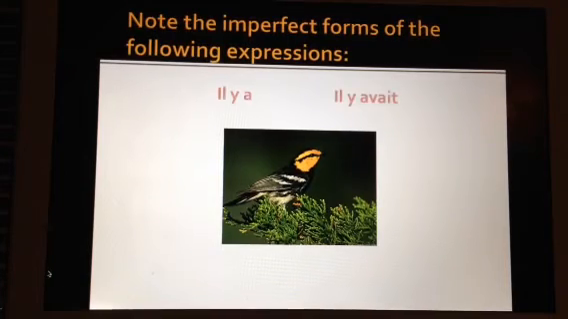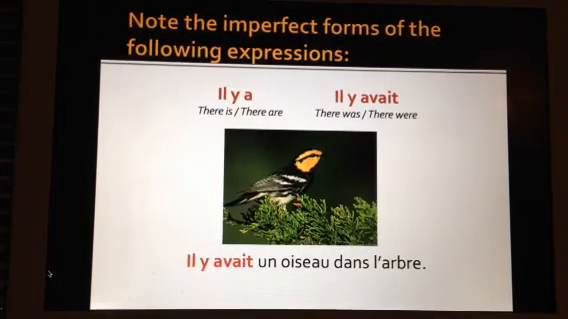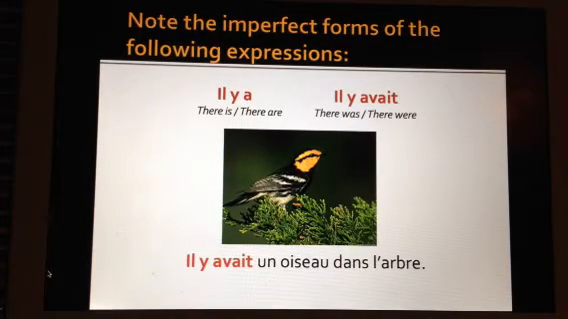Il y a is the phrase there is, there are. So the past there was or there were, very important in your storytelling and talking about describing in the past, is il y avait. So for example, il y avait un oiseau dans l'arbre. There was a bird in the tree. So il y avait is the imperfect of il y a.